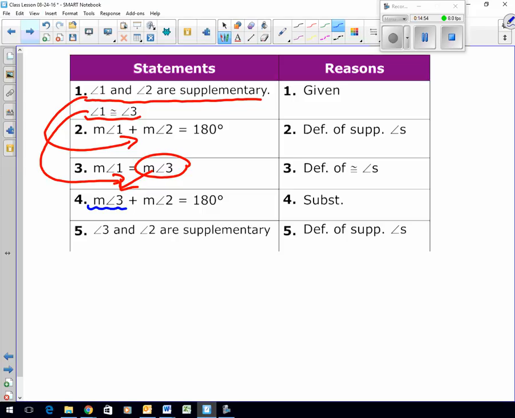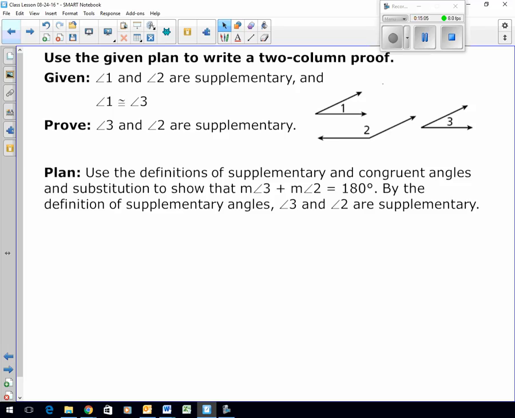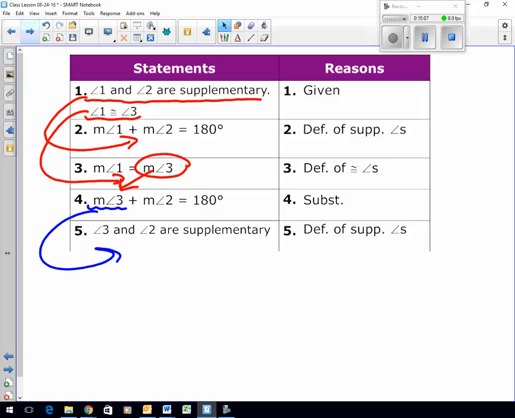3 plus 2 is 180. If 3 plus 2 is 180, what does that mean? That means that 3 and 2 are supplementary. Finally, I've gotten what I was looking for the whole time.